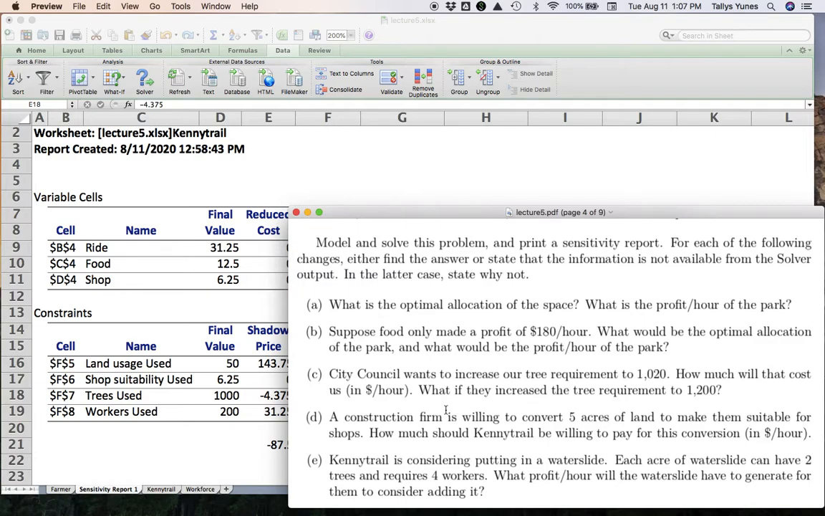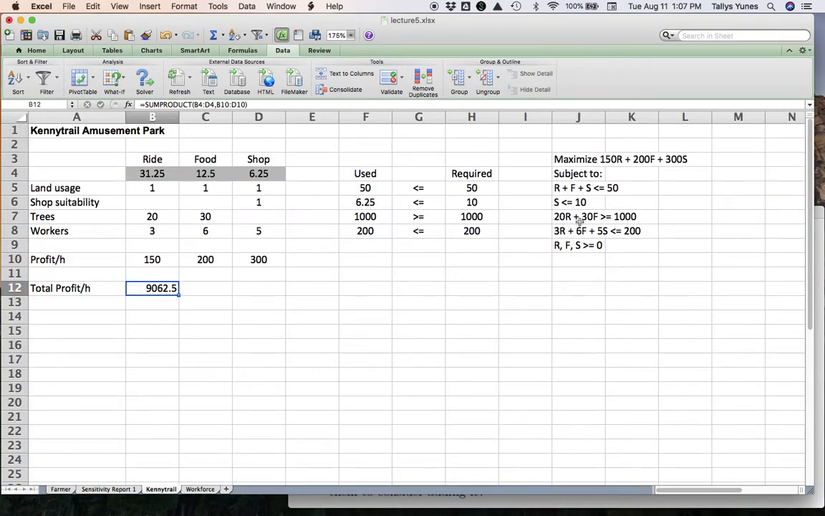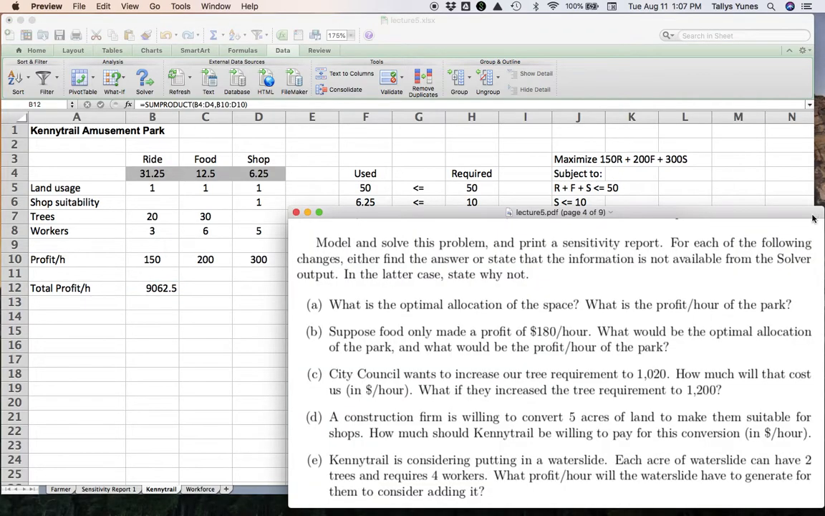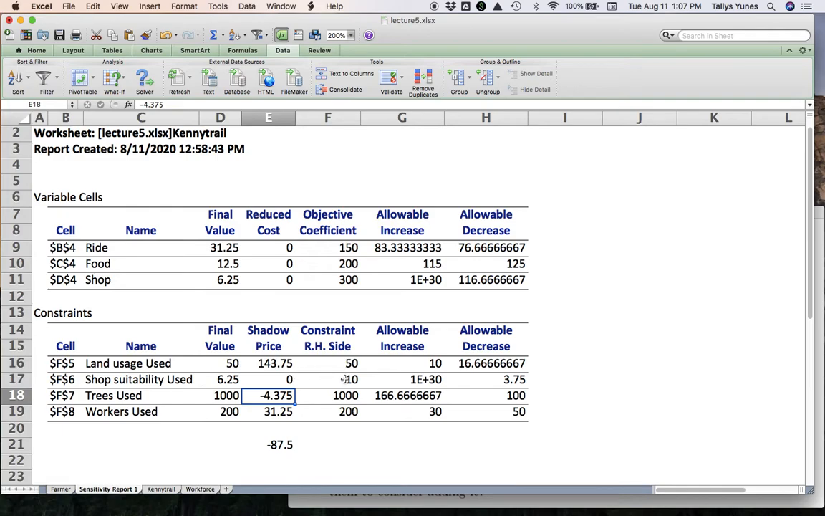And then the next question, the construction firm is willing to convert 5 acres of land to make them suitable for shops. Remember that we had this limitation originally, only 10, right, of our 50 acres were suitable for shops. This construction company approaches you and says, well, I could make this number 15 if you wanted. Do you want to go for it? That's what they're asking. Well, again, it's a change in the constraints. Let's look at the constraint table and find the number that is changing. It's the 10. And they're proposing increasing the 10.